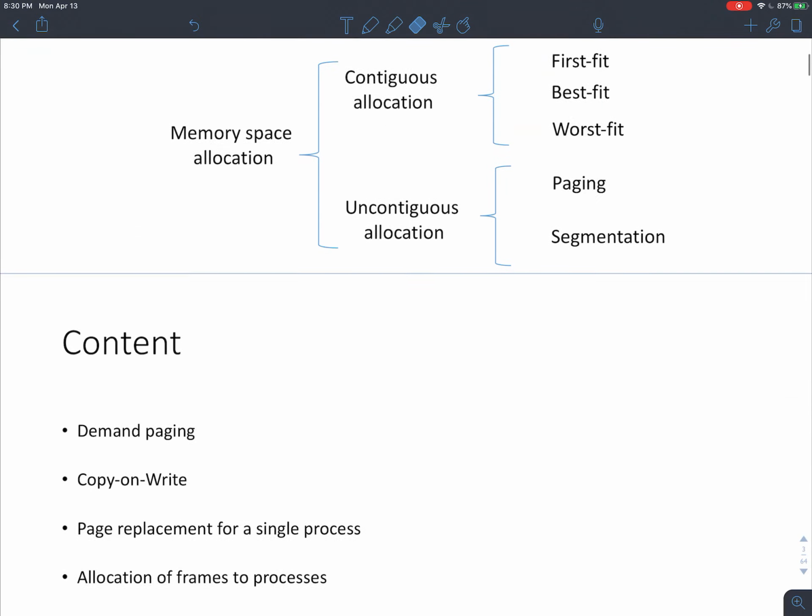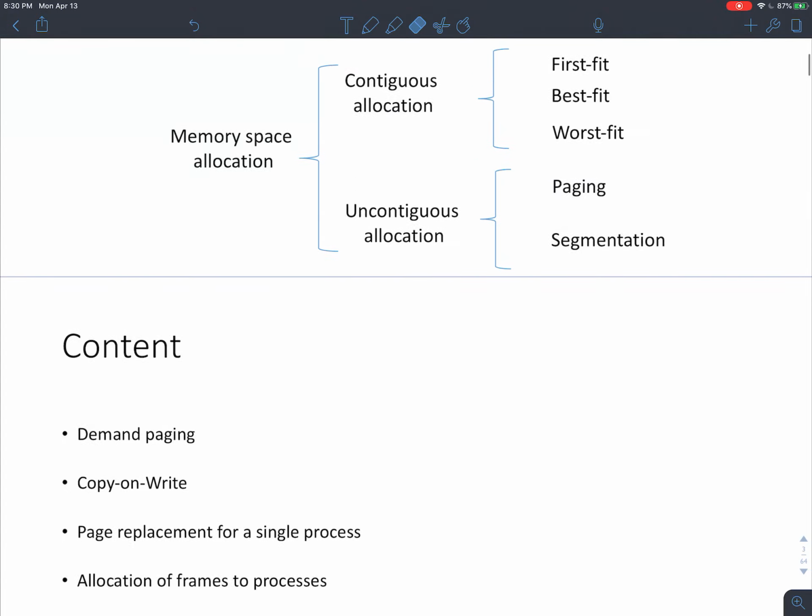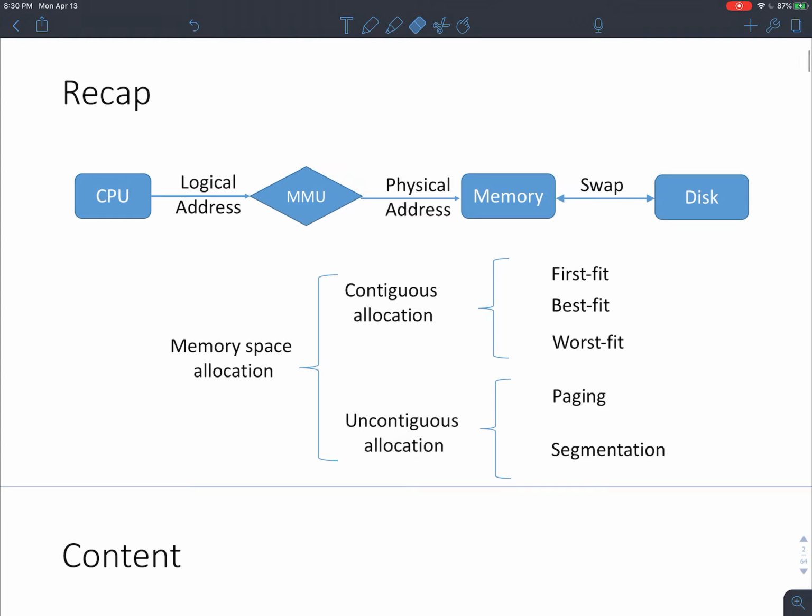Today we have a relatively thick material. So we need to talk about demand paging, and then copy on write and page replacement algorithms, which is the most important part of the lecture, and after that we're going to talk about some more materials. So before that, I just want to quickly go through the lecture of last week.